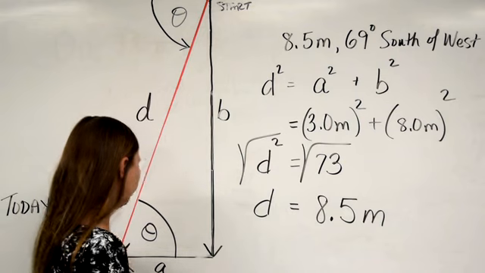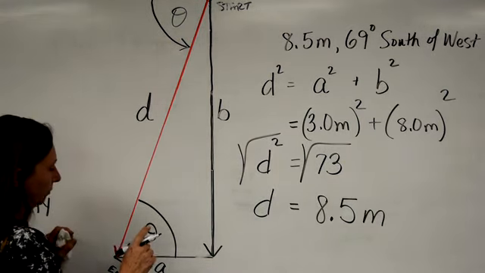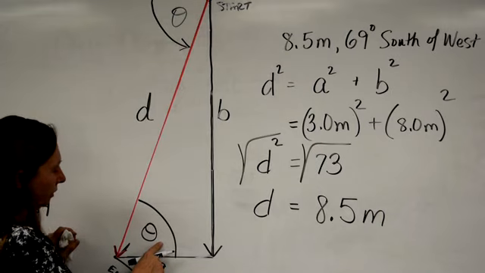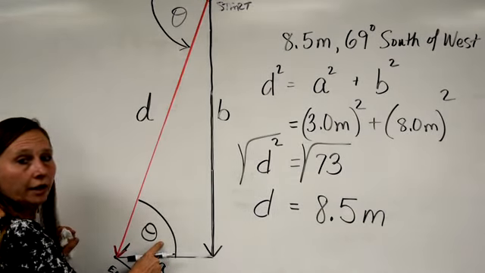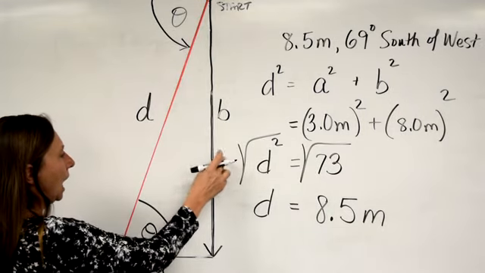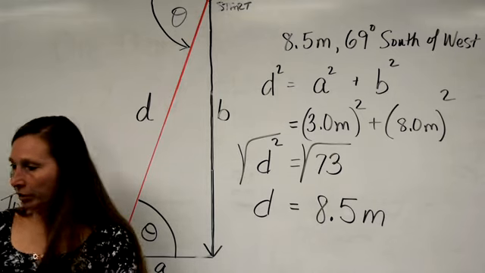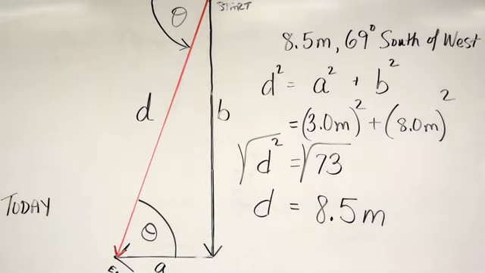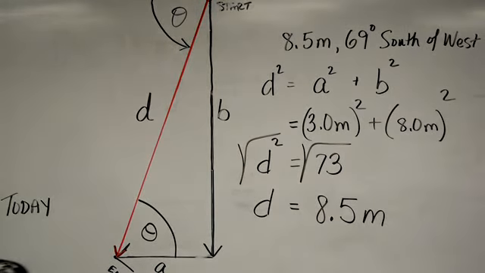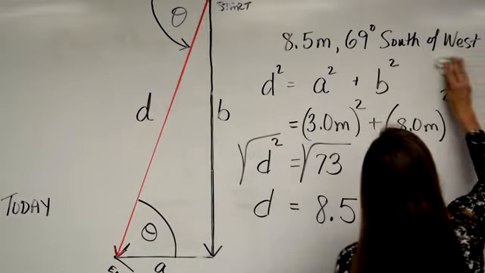Now, for our angle here, we're trying to figure out this angle. Let's do the tangent. It's going to be opposite over adjacent. I'm going to grab a calculator. Here we go. So let's do the tangent.